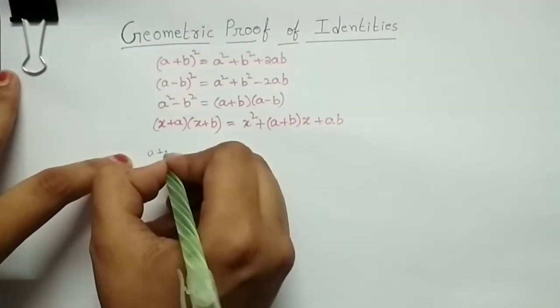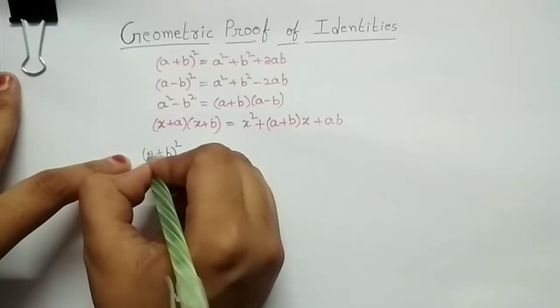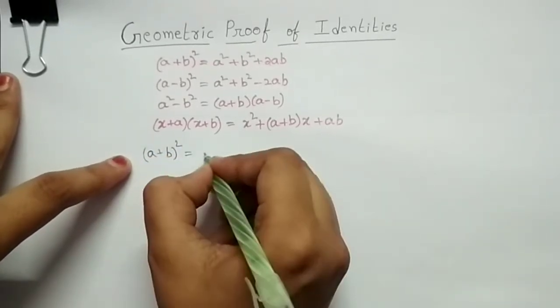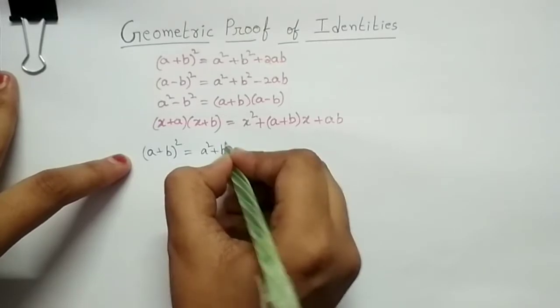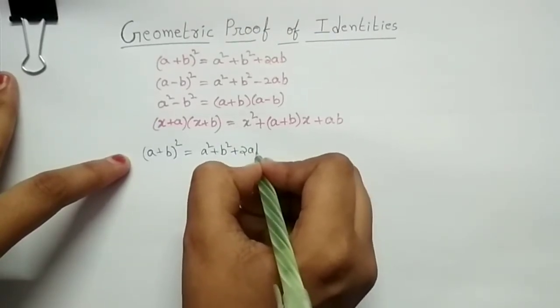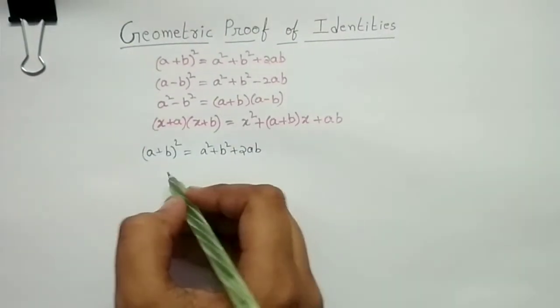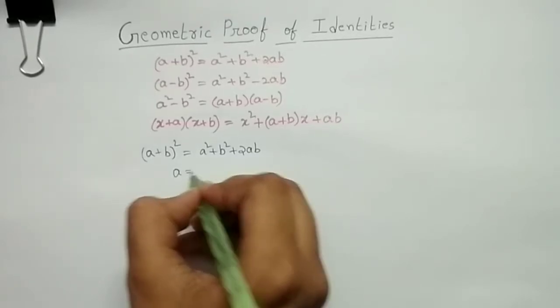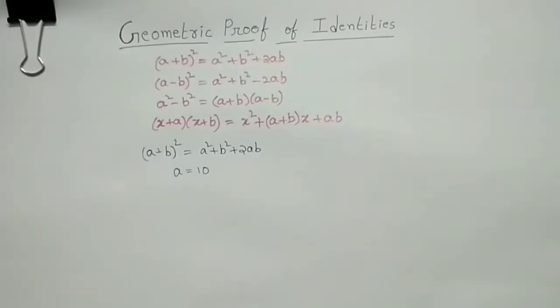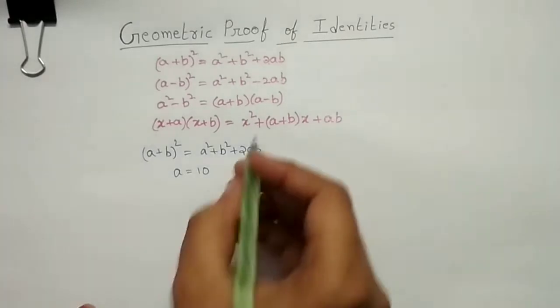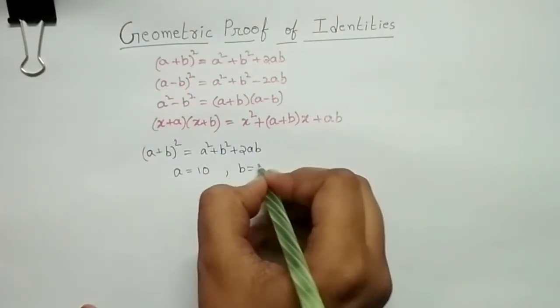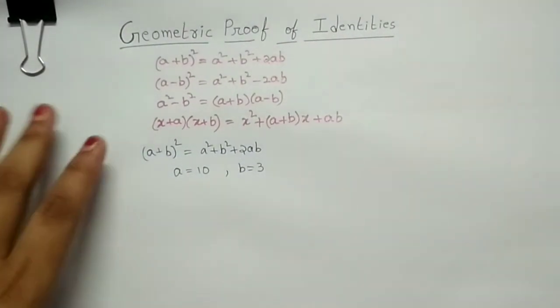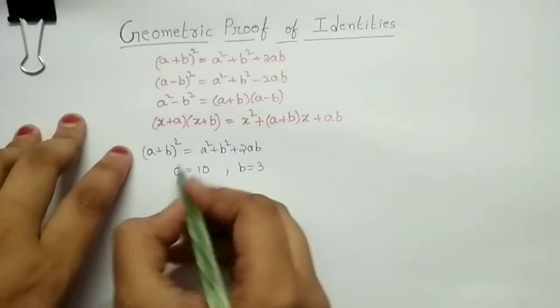(A plus B) whole square equals A square plus B square plus 2AB. Now let me take two values for A and B. Let's take A equals 10 and B equals 3. Let's see if this is true for the identity.